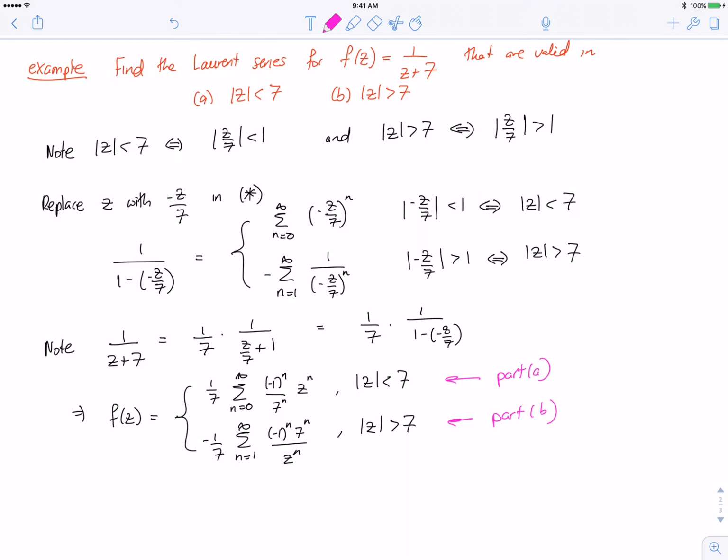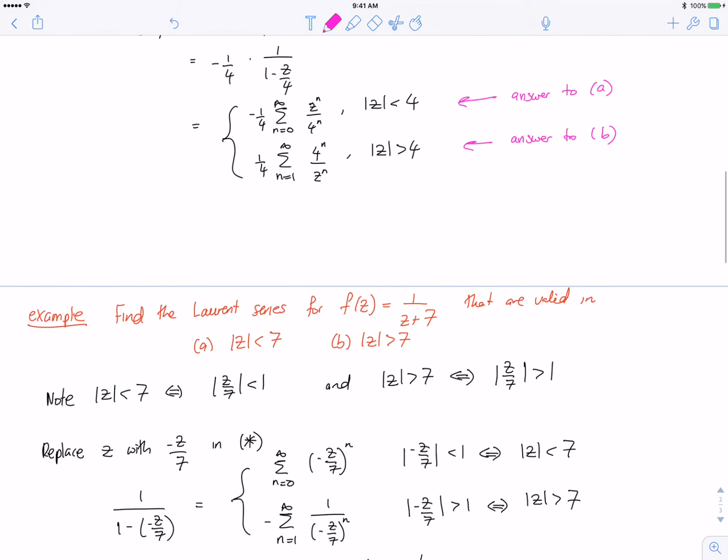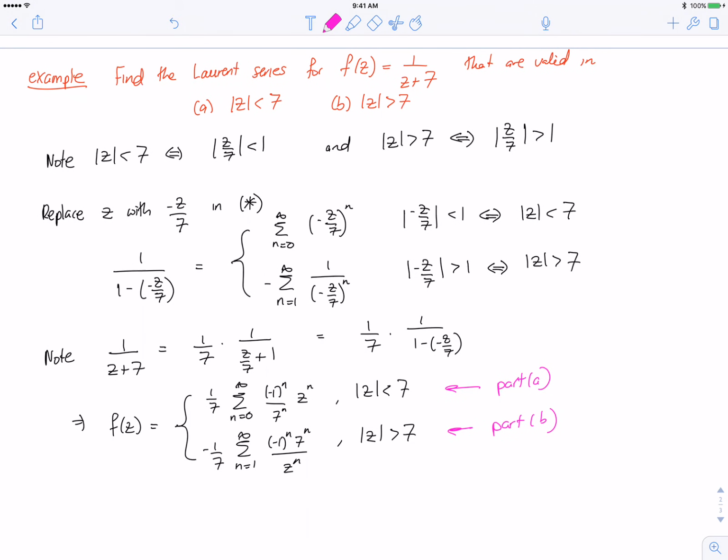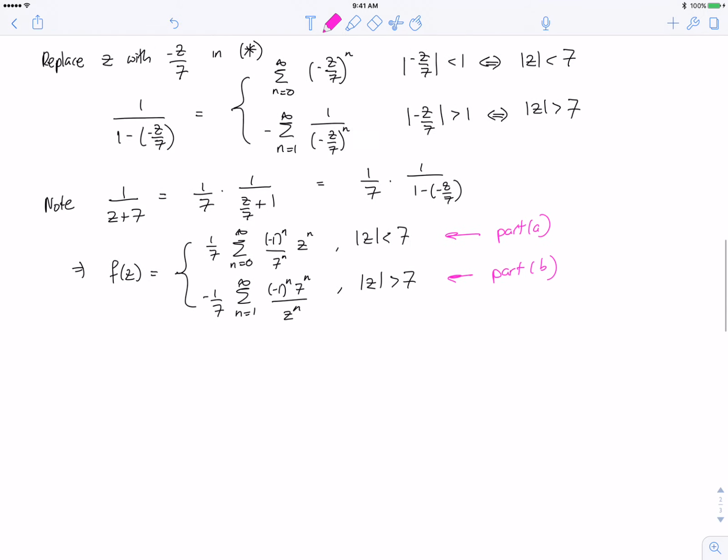Okay, so those two examples which I just did were not too difficult because there was only one singularity, so only one point where the function f was undefined. In the case of 1 over z minus 4, it was only undefined at z equals 4. And in the case of 1 over z plus 7, it was only undefined when z equals negative 7. Now I'm going to consider a function which has singularities at more than one point. And this one's not that hard either, actually, but it will take a little bit more thought than the previous two examples. So let's have a look.